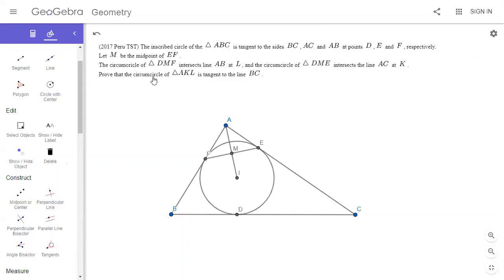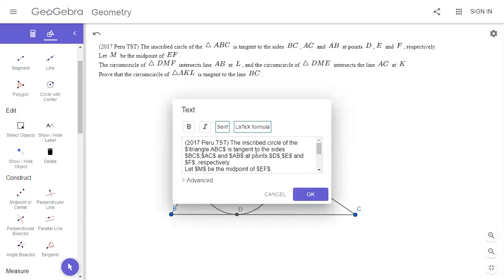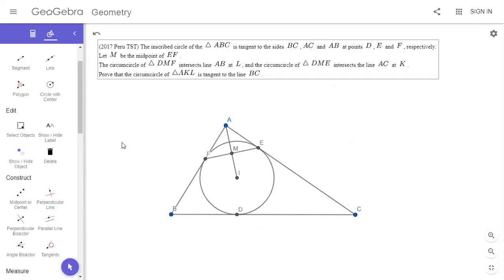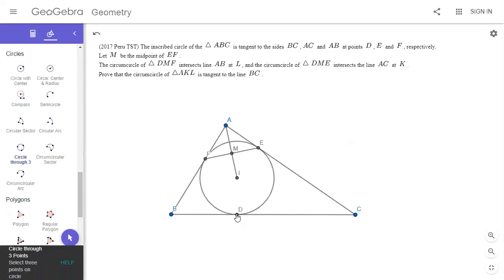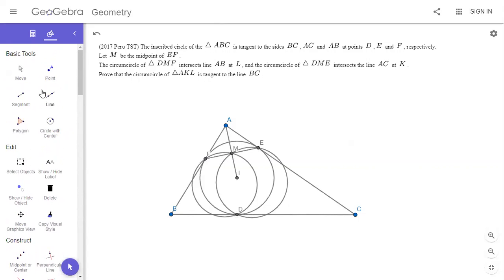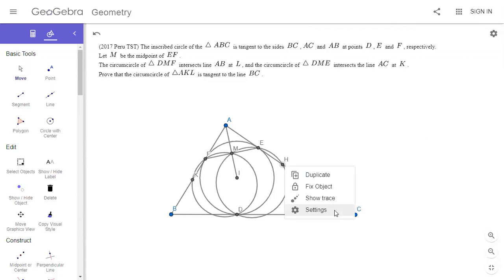The circumcircle of DMF, just because I'm OCD, I'm going to fix the spelling of that, otherwise it would just bug me. Okay, so the circumcircle of DMF intersects AB at L. And the circumcircle of DME intersects AC at K. Okay, let's call it K and L. And we want to show the circumcircle of AKL is tangent to BC. That's kind of interesting.